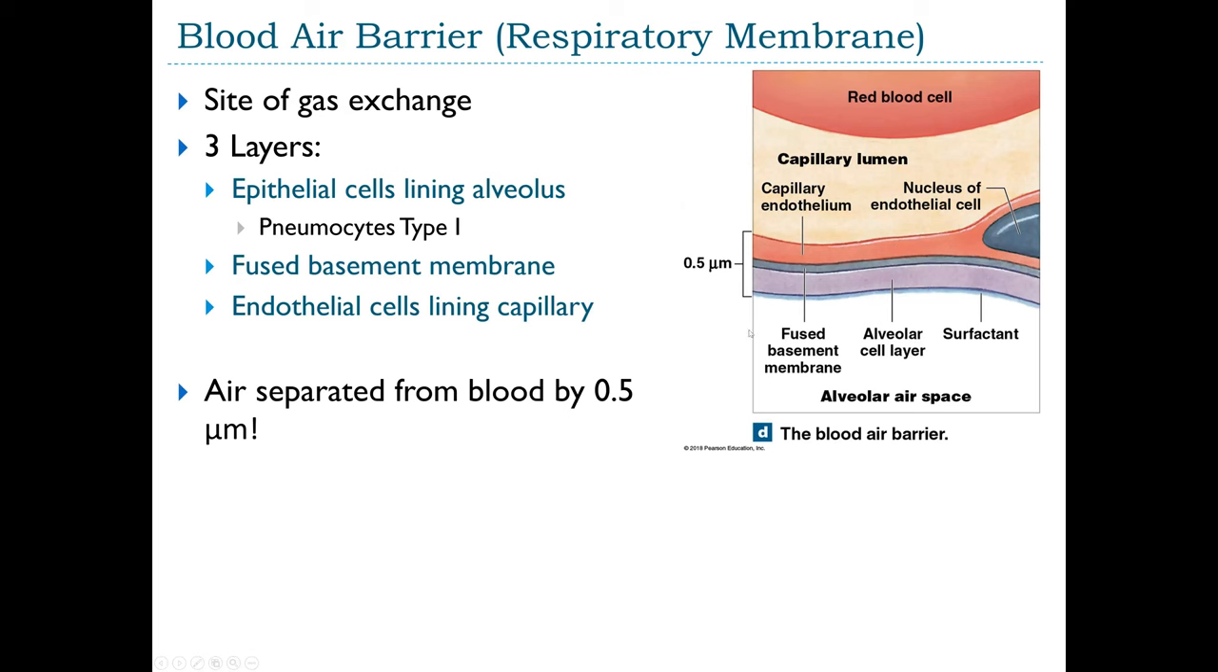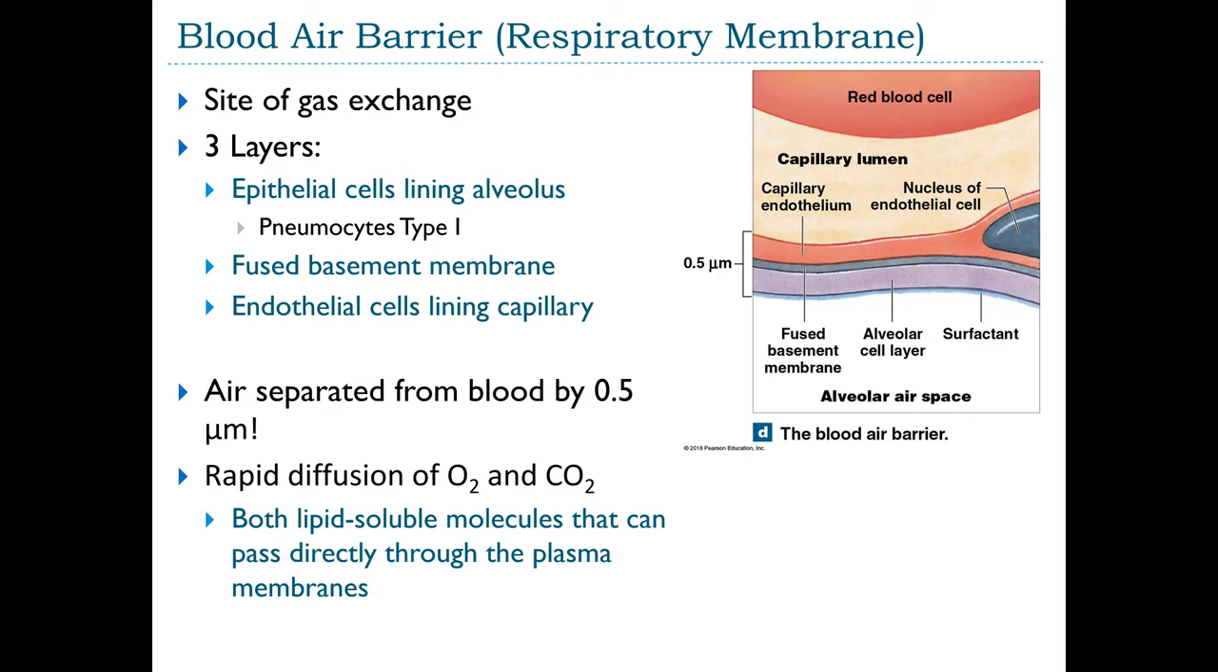So air ends up being separated from the blood by a very small distance. Only 0.5 micrometers is going to separate the air inside the alveoli from the blood inside the capillary. So this allows for very rapid diffusion of oxygen and carbon dioxide, and both of these gases are lipid-soluble molecules that can pass directly through these plasma membranes, so you don't even need to worry about having protein channels or transporters. The gases can directly diffuse from the blood to the air and vice versa.